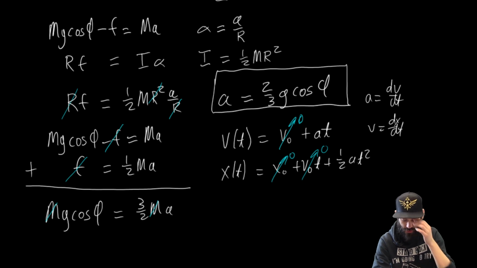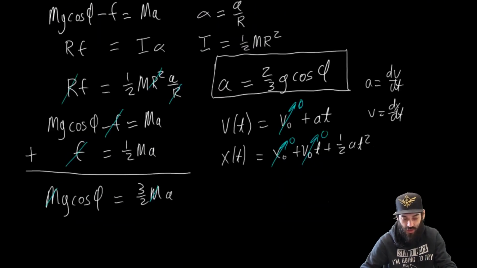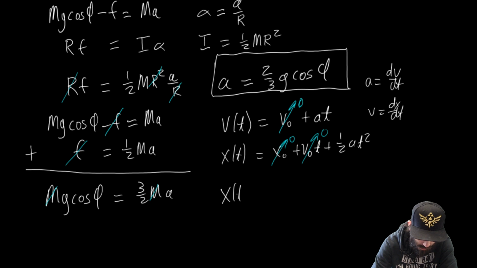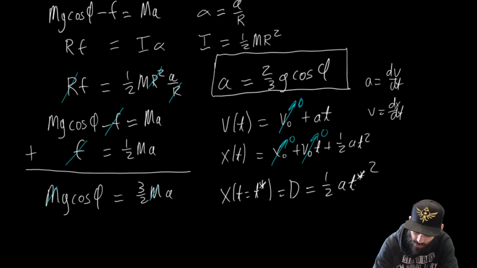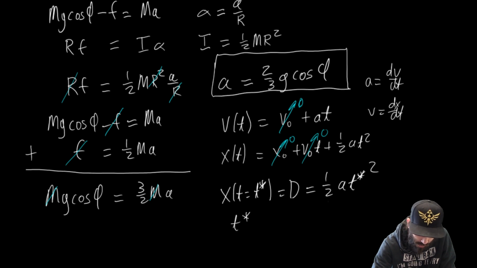So we want to find what the velocity is when it gets to the bottom. So in order to do that, we need to find out how long it takes to get to the bottom. And so here we have this distance of d, and so what we say is that x of t is equal to some special time. It's going to be equal to the distance d, which is going to be equal to 1/2 a t star squared, and then solve for t star, because that's the time that it takes to get to the bottom. So when we do that, we see that t star is going to be equal to 2d divided by a, 2d divided by a with a square root.